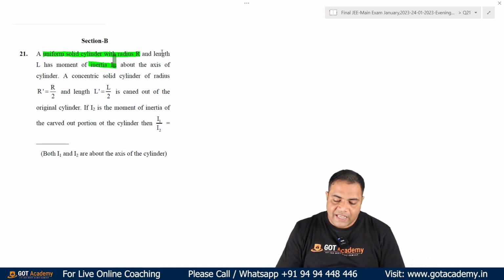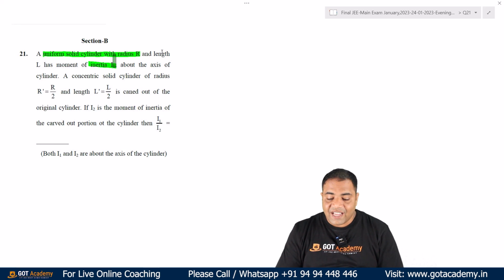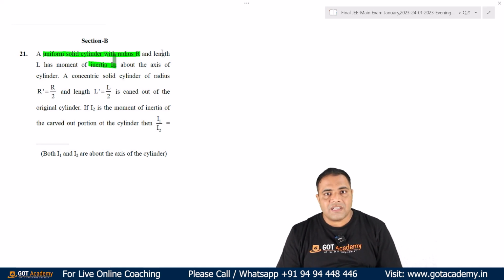So, two cases are there. In the first case, the cylinder is of radius r and length L, inertia I1. In second case, what he is saying is that a cylinder of radius r by 2 and length L by 2 is scooped out of the original cylinder. Now, in this case, the inertia is I2. So, he is asking us to find out the ratio of both inertias. So, we have to find out the inertia of each case and then we have to divide it. Okay, my dear children?